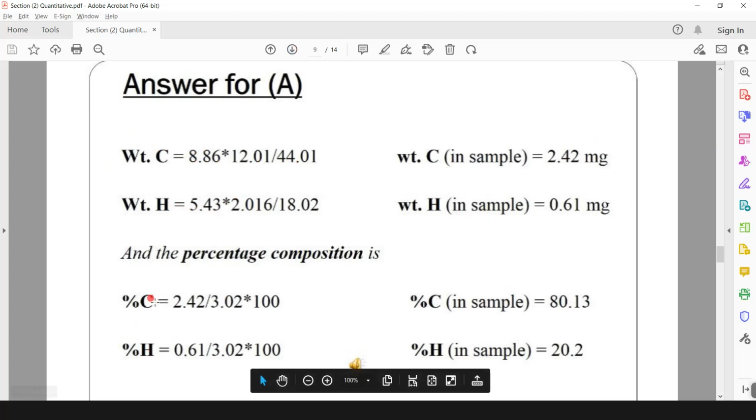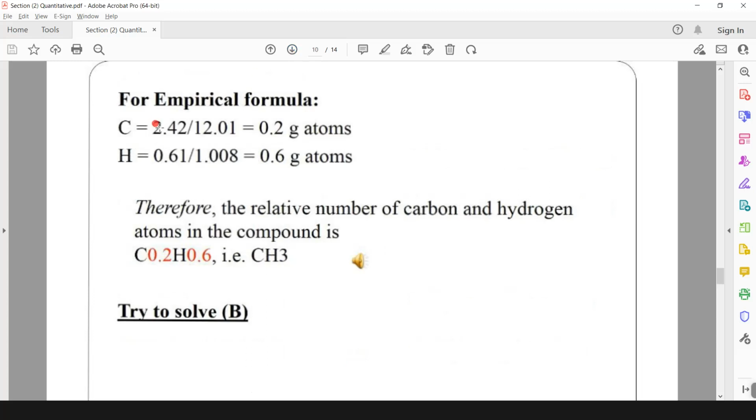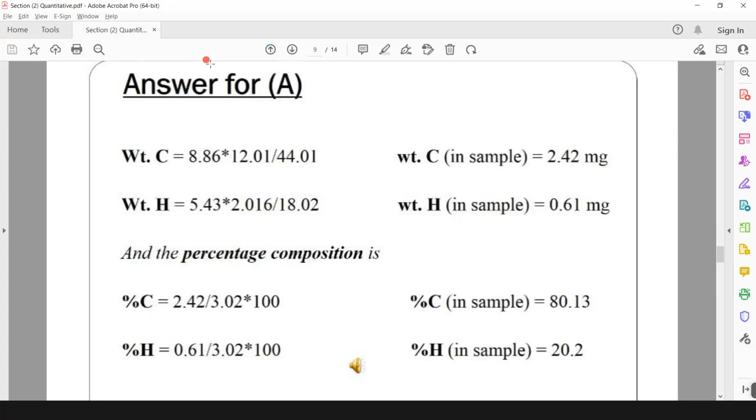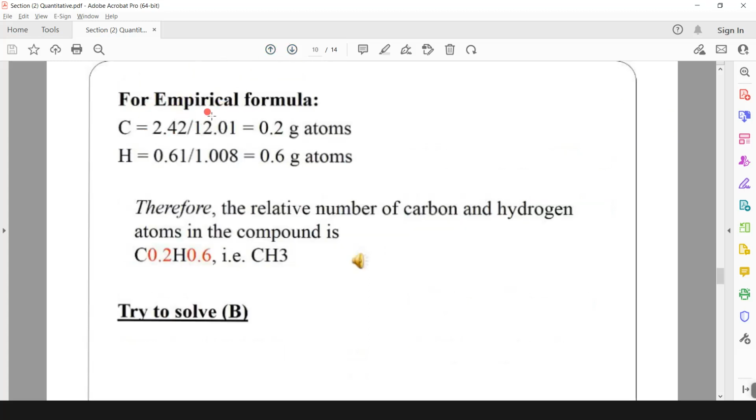To obtain the percentage, we divide them by the total weight of the sample and multiply by 100. This is very easy and we did it before. The new thing here is calculating the empirical formula. We said that first we should calculate the number of atoms. I take the weight of the atom. The weight obtained for carbon is 2.42, so 2.42 divided by its atomic weight will be 0.2 atom.